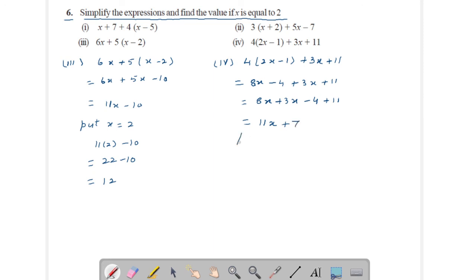Here put x is equal to 2. What will you get? 11 into 2 plus 7. Here open the bracket, 11 into 2, it is 22 plus 7. 22 plus 7, it is 29. This is your answer.